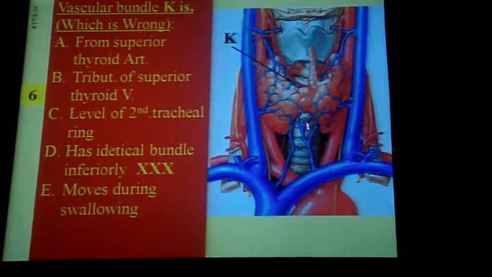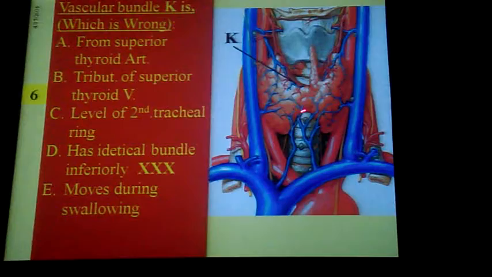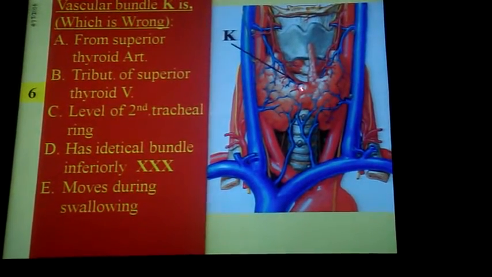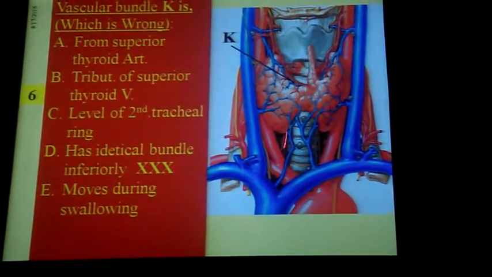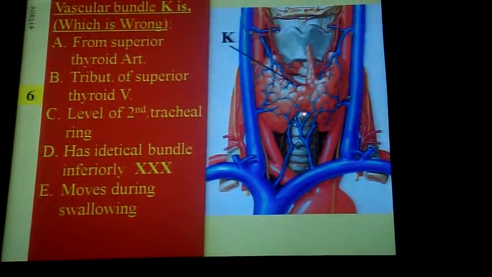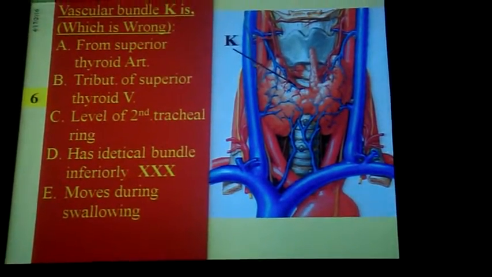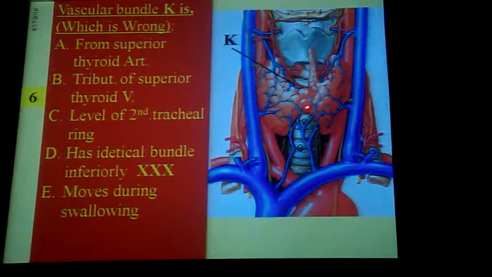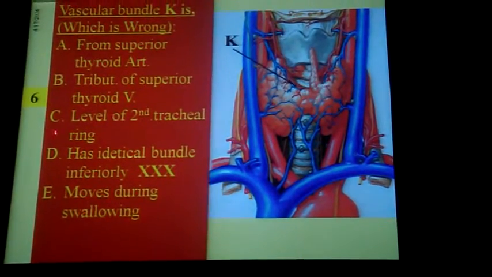The tributaries that are present, where do they descend? To the inferior thyroid veins. They don't form a bundle at the inferior border of the isthmus. So if we say that at the inferior border of the isthmus we mentioned a vein or an artery, this is a wrong statement.